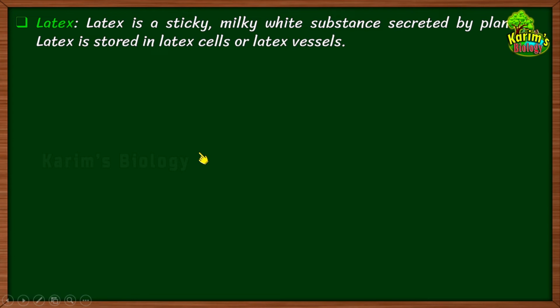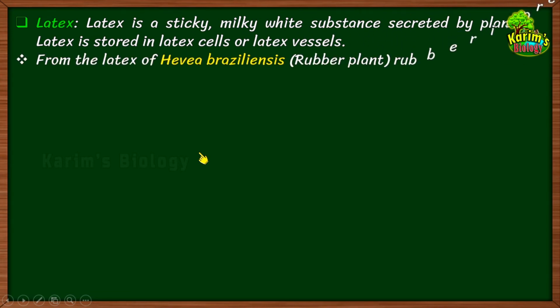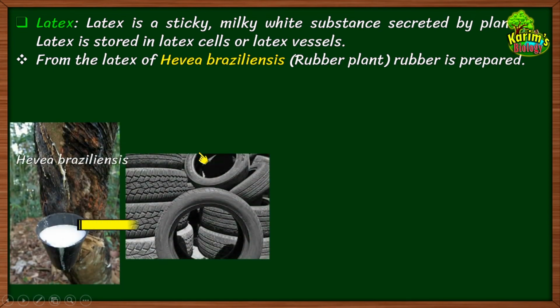And latex is stored in some of the special areas of the stem called latex cells or latex vessels. Right, now let us see what is the use of them. From the latex of Hevea brasiliensis, rubber is prepared. You know about rubber. Nowadays we cannot imagine our life without this rubber.